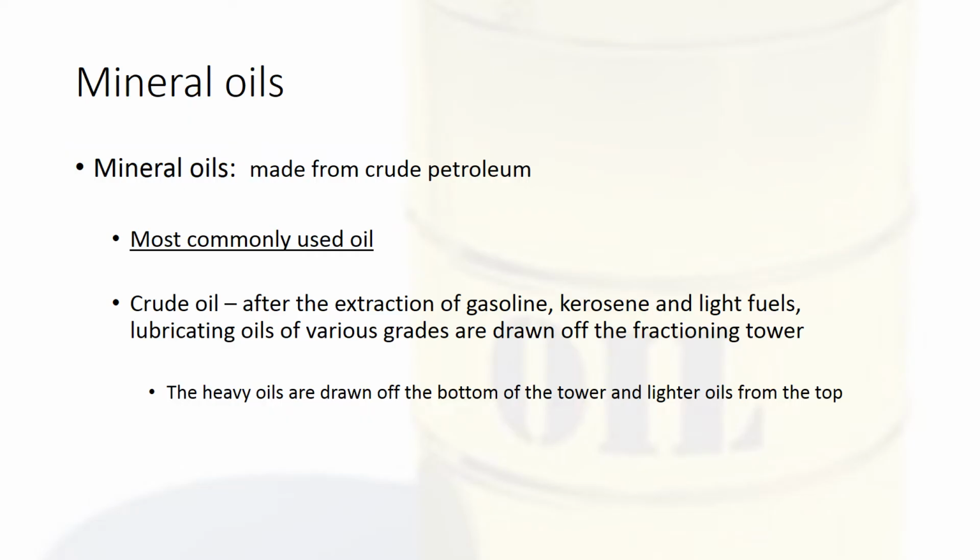Mineral oil is the most widely used of the lubricating oils. It's produced from crude petroleum. When the crude oil is brought into the processing plant, all the light products are taken off first, and the heavier products are left behind, and they are classified into different grades of lubricating oils, where you get the lighter oils from the top of your fractioning column to the heavier oils that are coming off of the bottom.